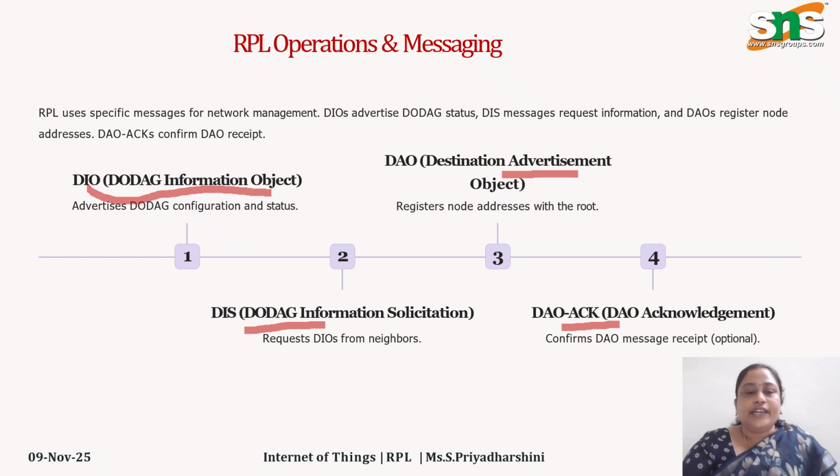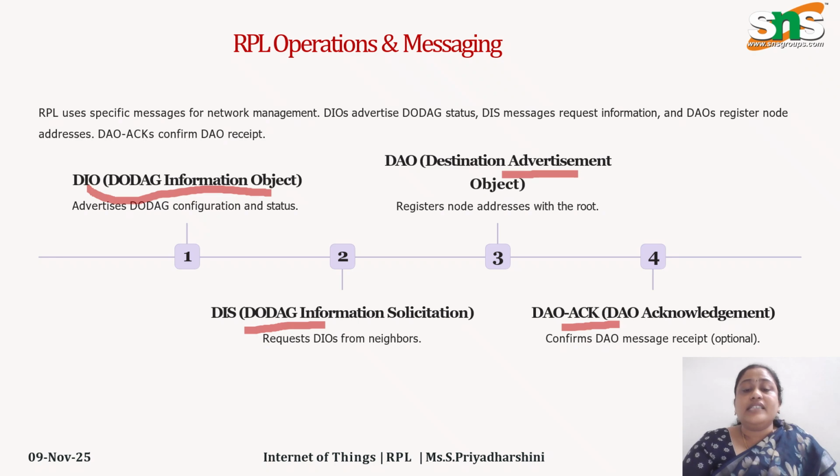The first one is DIO, the DODAG information object. This DIO advertises the DODAG's configuration and the link status for the neighbors to get connected. The next operation is DIS, which is DODAG information solicitation. This operation requests the DIO information from its neighbor nodes. So it solicits DIOs from neighbors.